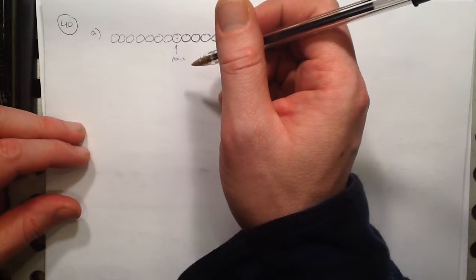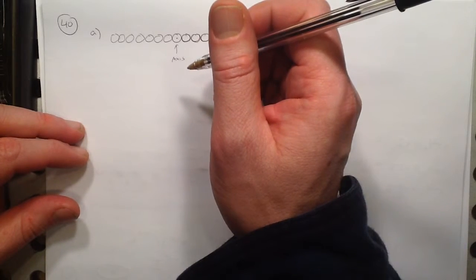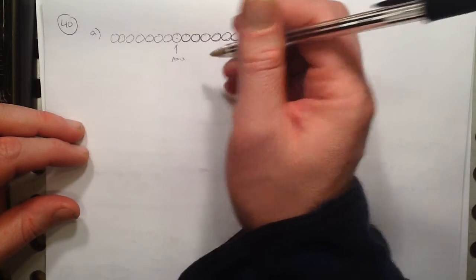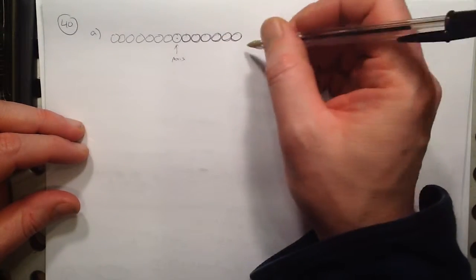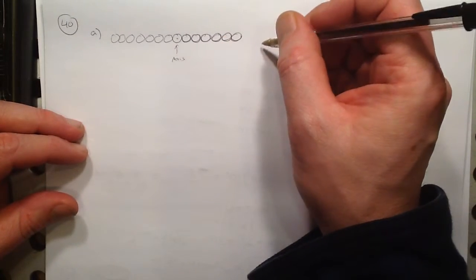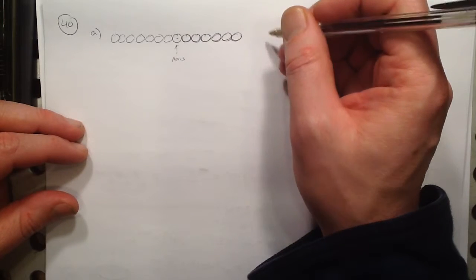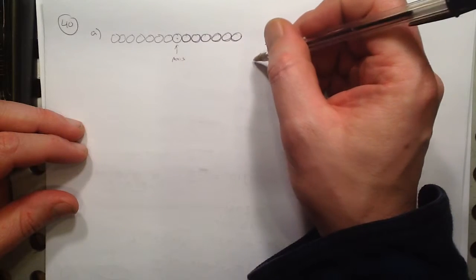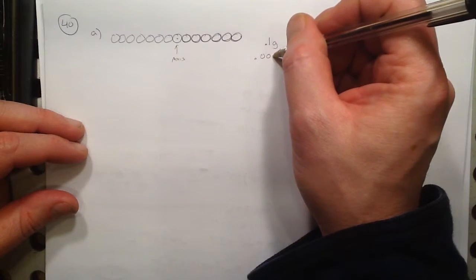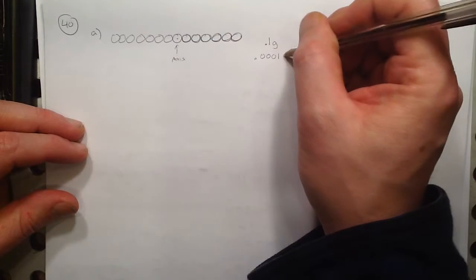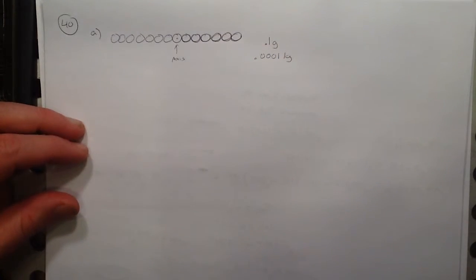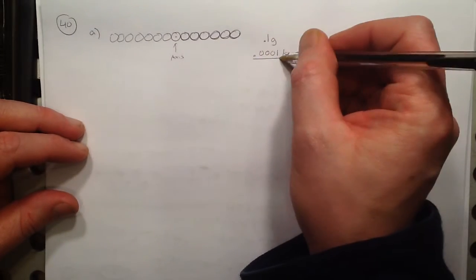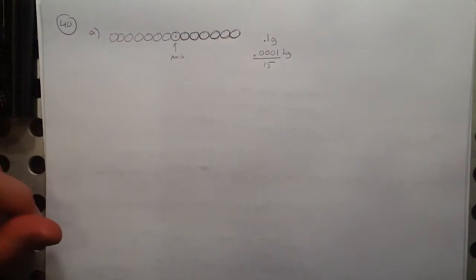And each one of them has a mass, they have a total mass of 100 milligrams. So that means each one of them has a mass of 100 milligrams. That's 1/10 of a gram, which is 0.0001 kilograms. That's the total mass. So each one of them has a mass of that over 15. Right? 1/15 of that.